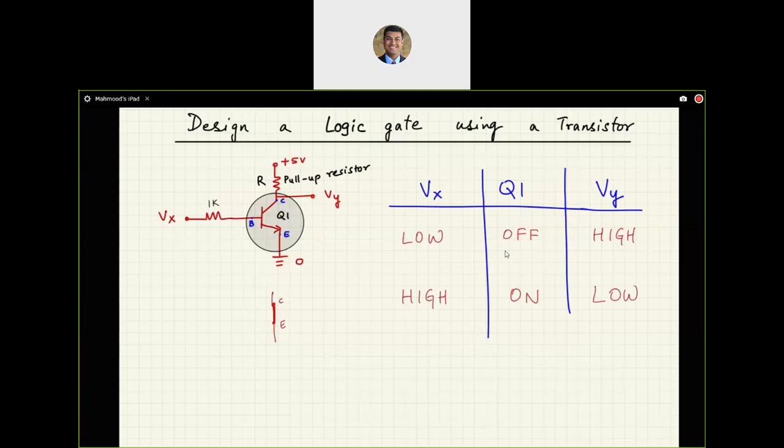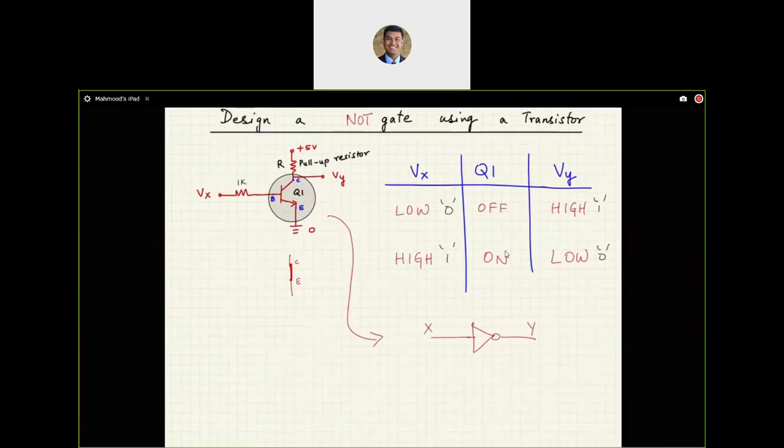So it turns out when we gave an input of 0 and 1, we got an output of 1 and 0. So this would make this gate a NOT gate. So that means this diagram is representative of a NOT gate. So we have essentially designed a NOT gate using a transistor. Okay, so that was one.